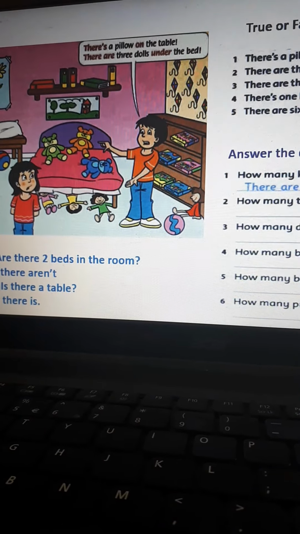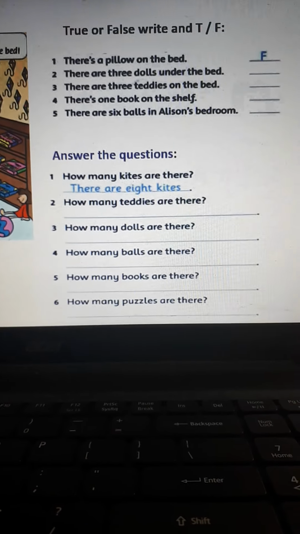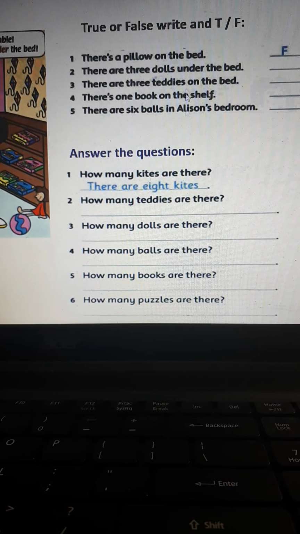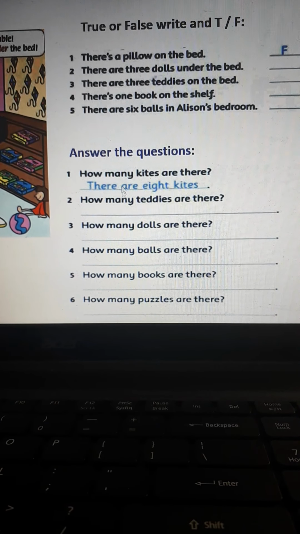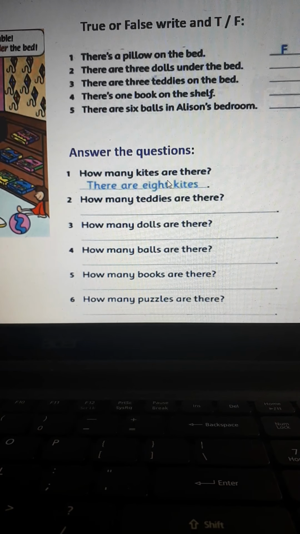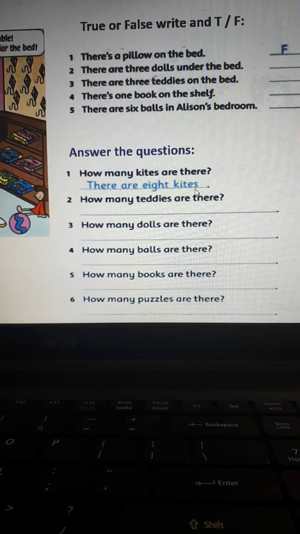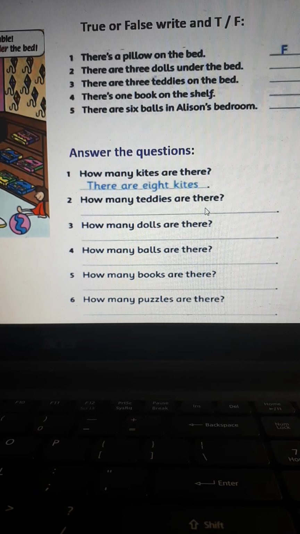Ahí están abajo de la cama. Entonces ahí vamos a poner true, la T. Okay? And then I'm going to ask you to answer the questions. How many kids are there? ¿Cuántos papalotes? There are 8 kids. Okay? How many teddies are there?